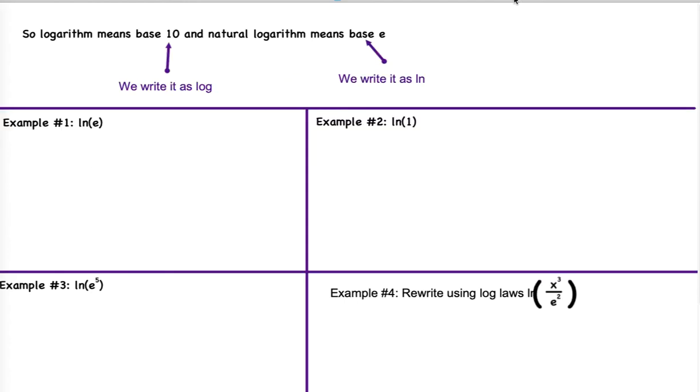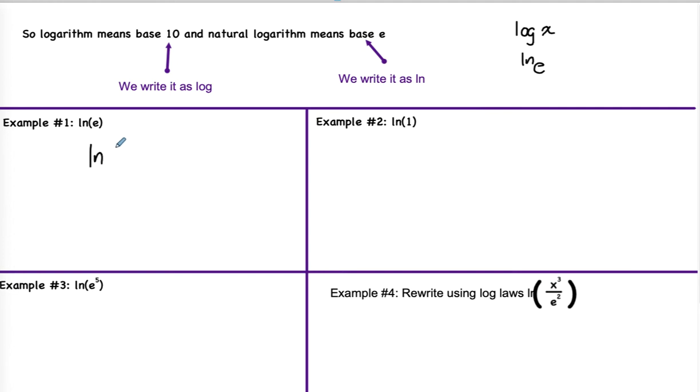So just as logarithm means base 10, when we write log and then x, and if we do not write a base there, it's understood to be 10. When I write ln for natural logarithm, its base is understood to be e, even though we don't write it there.